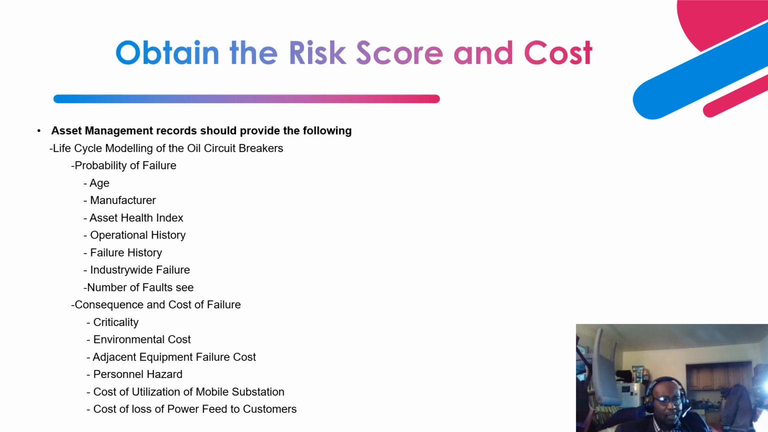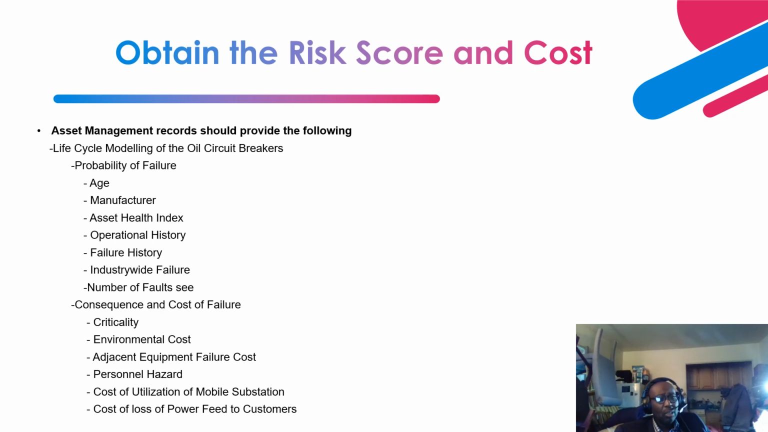Next is getting information for your risk score and your risk cost, right? I made mention that should be part of the Excel sheet that you're building, right? That is obtained by your asset management department, and they do it through life cycle modeling of these oil circuit breakers. As a matter of fact, they do it for different types of breakers and different types of substation assets. They do it for power transformers, for battery systems, for switchgears and different types of equipment.